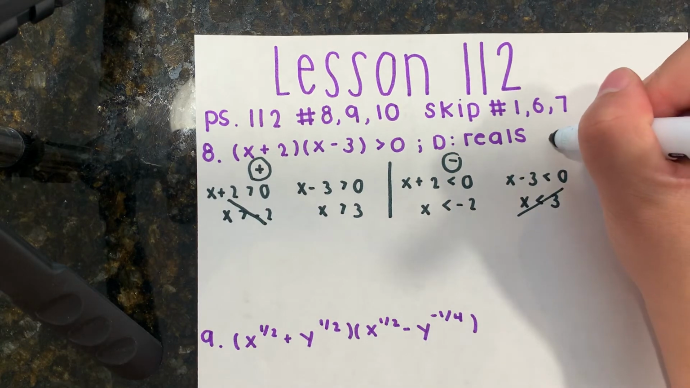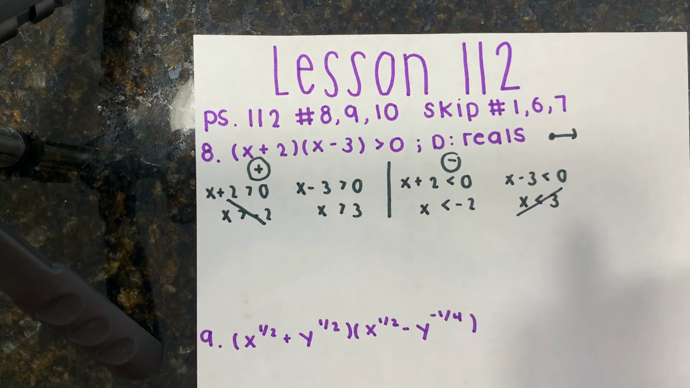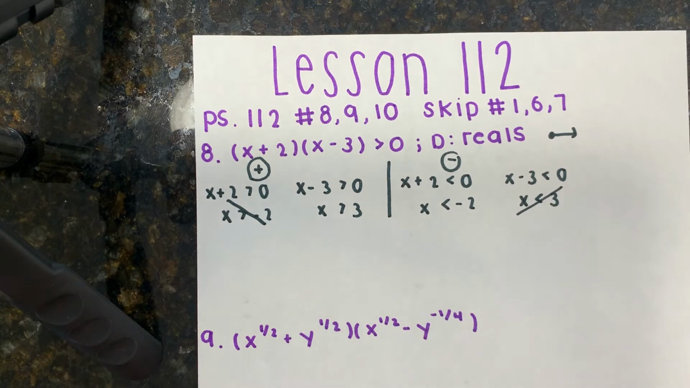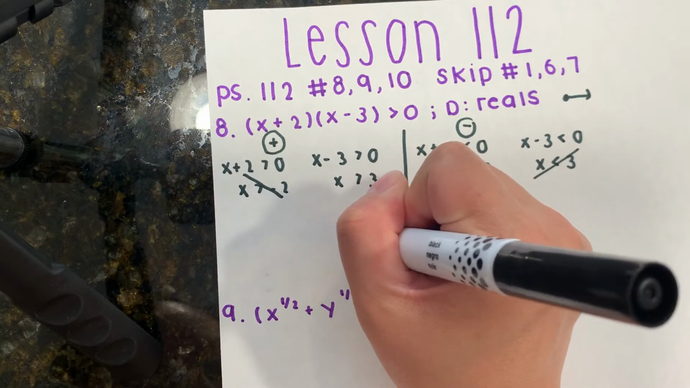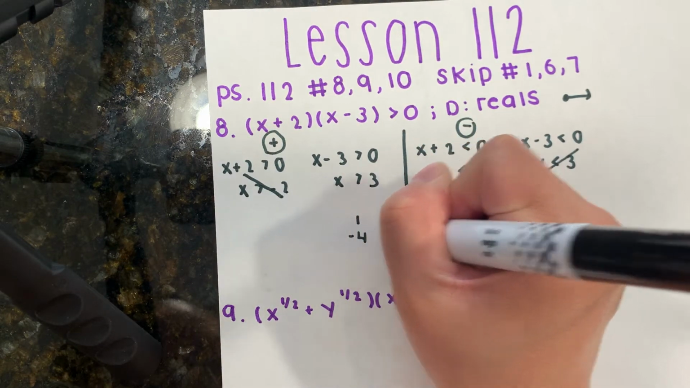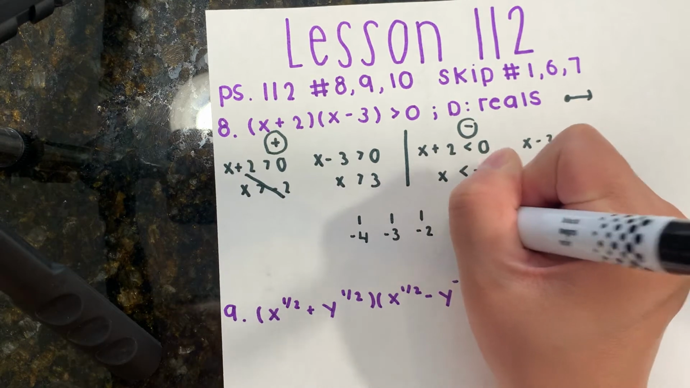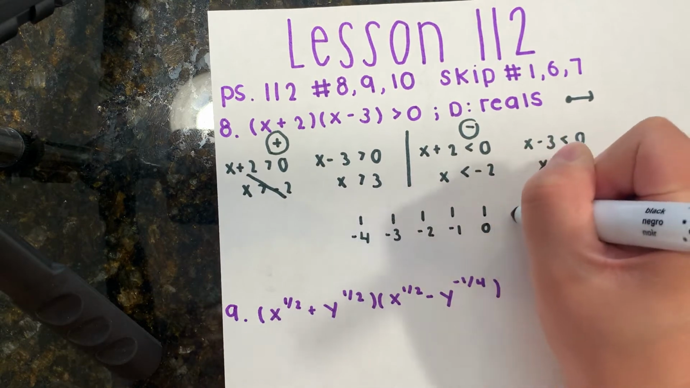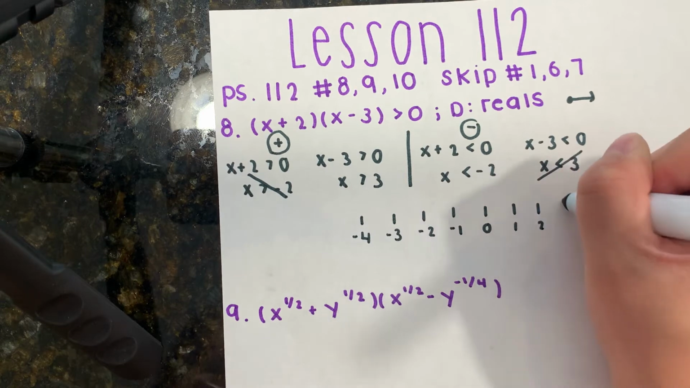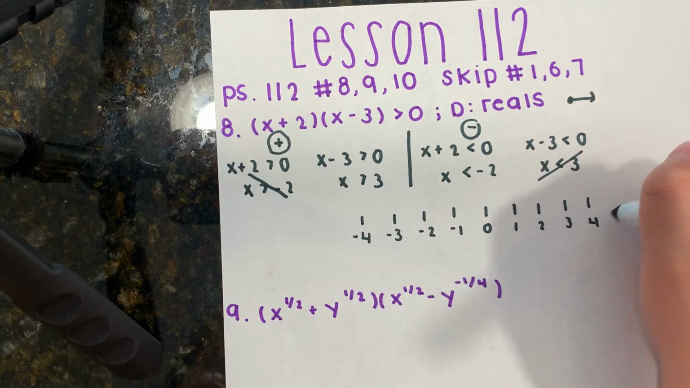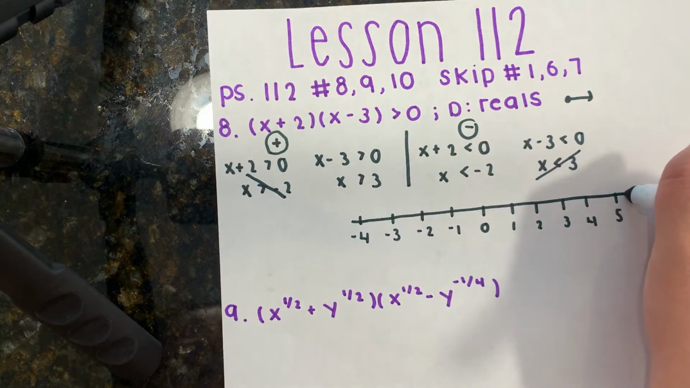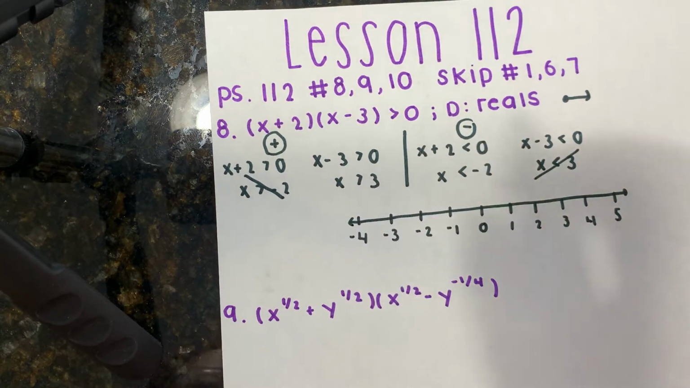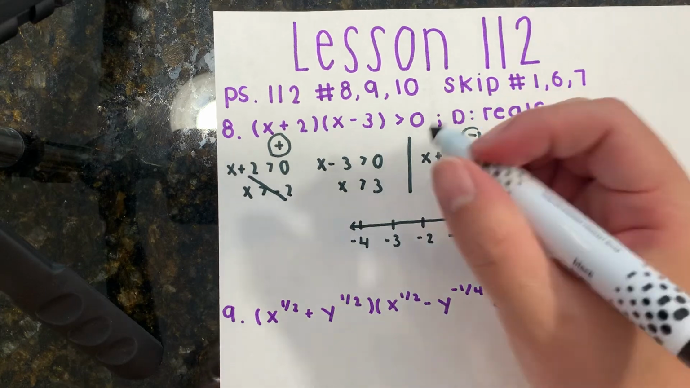And then for reals, it's going to be a point with an arrow, so either connecting the 2 points or going opposite directions. So for my number line, I'm going to have negative 4. I have my two endpoints that are going to be on negative 2 and 3, and both of them are going to be open.